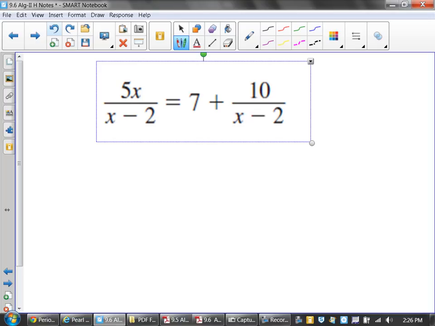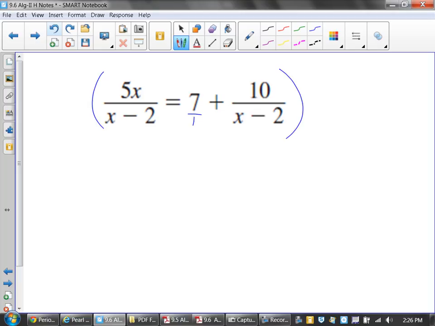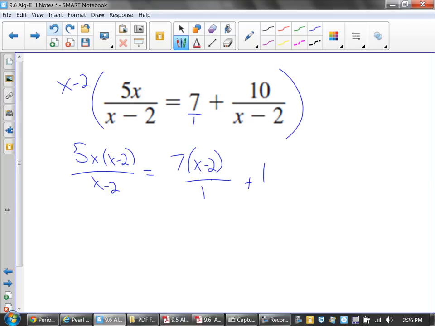Anyway. Hey, Mr. Murphy. Wait, when you look at this one, what's the denominator of the 7? 1. So, looking at this problem, what would I have to multiply everything by to get rid of all the denominators? X minus 2. So I multiply both sides of the equation by x minus 2. I get the following. 5x times x minus 2, over x minus 2, is 7 times x minus 2 over 1 plus 10 times x minus 2 over x minus 2.